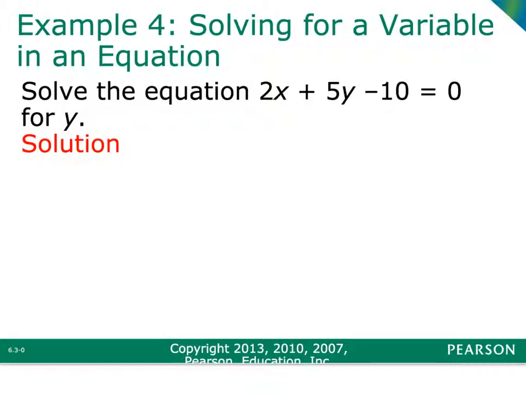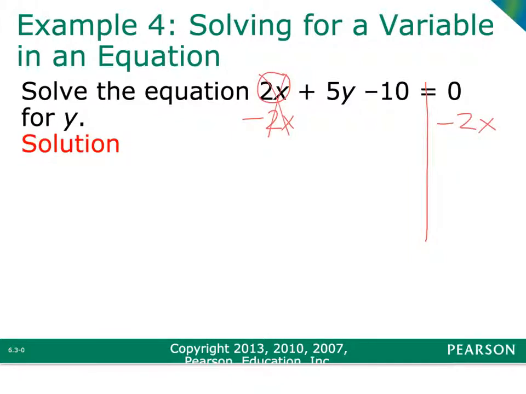So for example, let's say I have the equation or the formula 2x plus 5y minus 10 equals 0. And I want you to solve for y. Okay, well, your goal is to get y on a side all by itself. Well, first of all, that 2x is going to have to move. And since the 2x is a positive 2x, we're going to move it with subtraction. What you do to one side, you have to do to the other side.